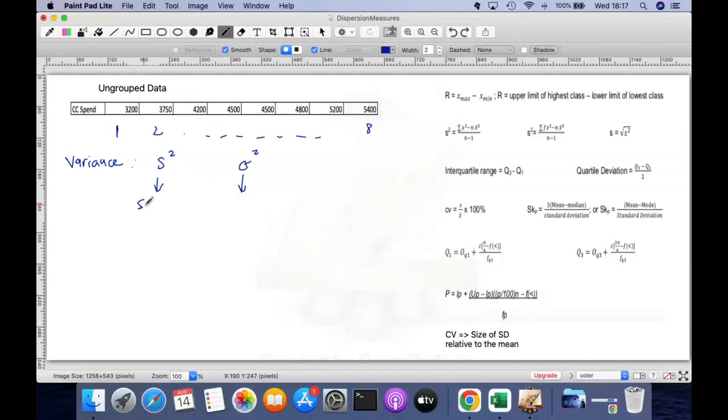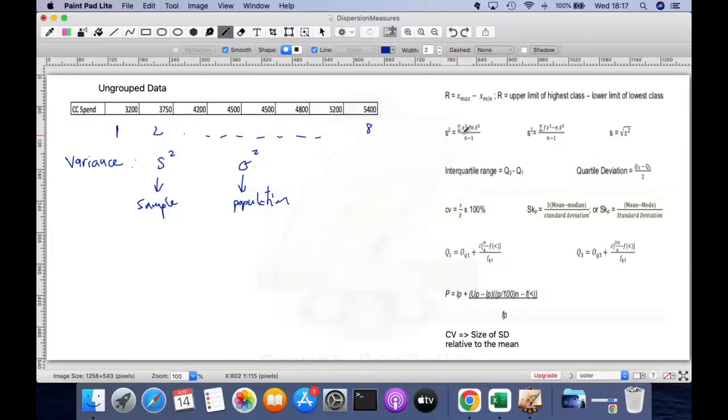However, the S is for the sample variance, and often we work with samples. So when it's a sample and you work out the variance, you're going to look for the S squared symbol. However, when you're working with the entire population, then it'll be sigma squared. So you look for the formula for sigma squared. Most times for this course, you'll be working out the variance for the sample, so it's S squared.